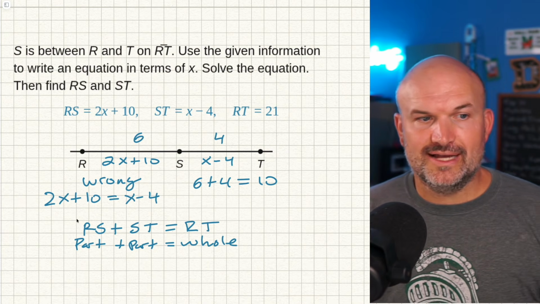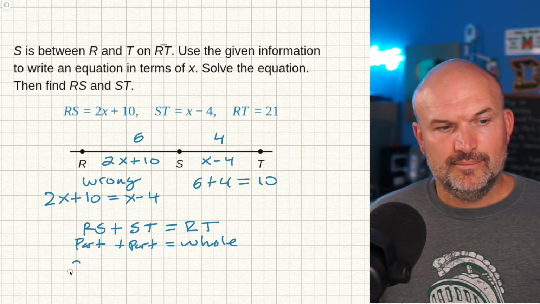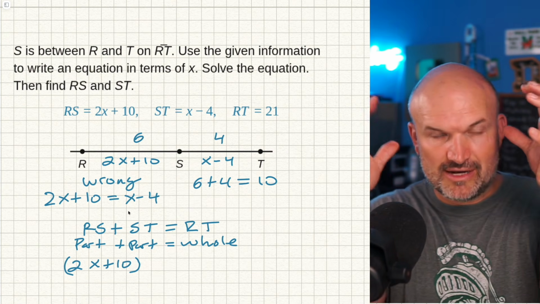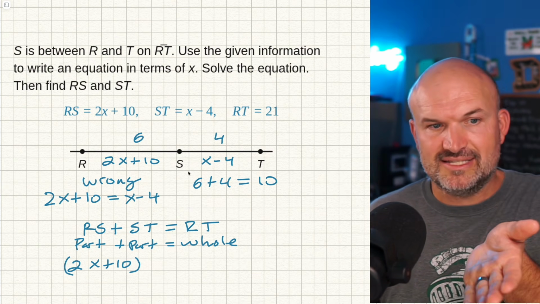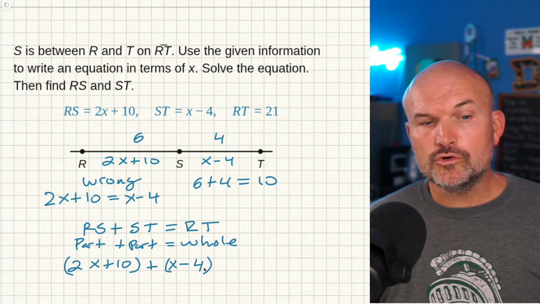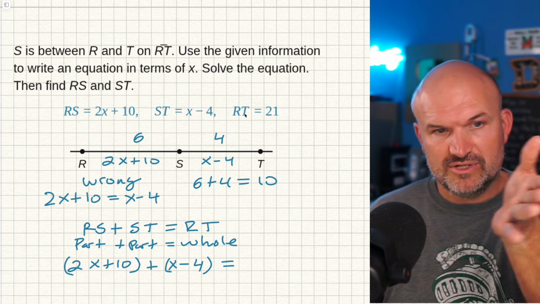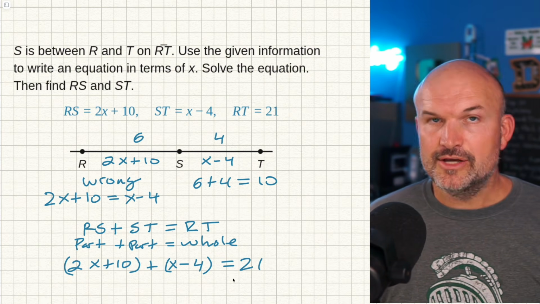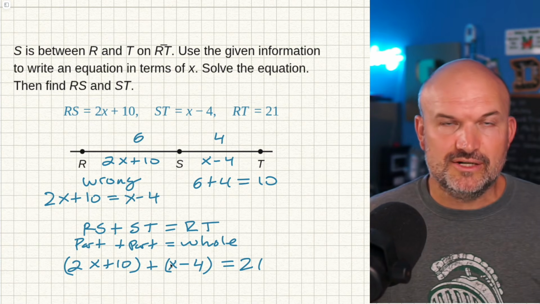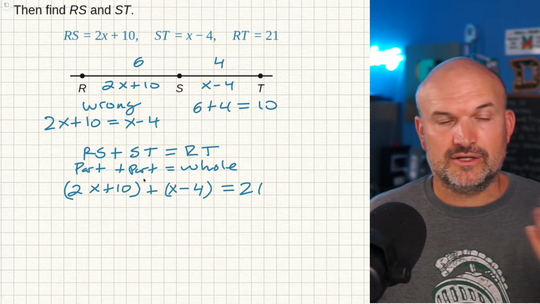Okay? So again, do we know what RS is? Yeah, it's an expression. We don't have a value for it, but we can say that's going to be 2x plus 10. I'll put it in parentheses so you can kind of diagram. That's RS. And then we have ST, which is x minus 4. Group those together. And again, that's going to equal our whole, which is RT, which they say right here is 21. Now, all we have is a multi-step equation. We have variables on the same side, though. So now we can just go ahead and combine our like terms.